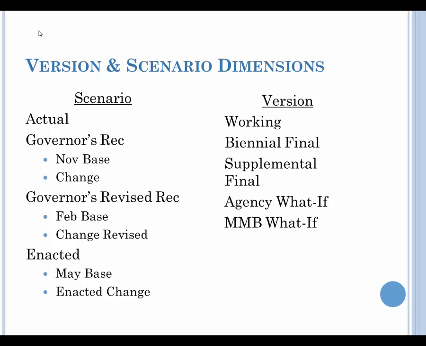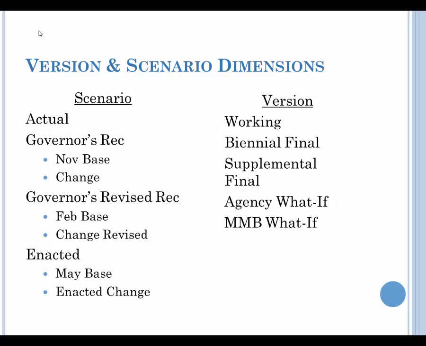When all entries are done and the data has been published, we then move the data from the working version to the final version. The first year of the biennium, we copy our working data to biennial final. We then enter data in the working version once more. The second year of the biennium, we copy data to the supplemental final version. The what-if scenario has yet to be utilized. However, this tool has been developed for both agencies and MMB to enter data that the other cannot see.